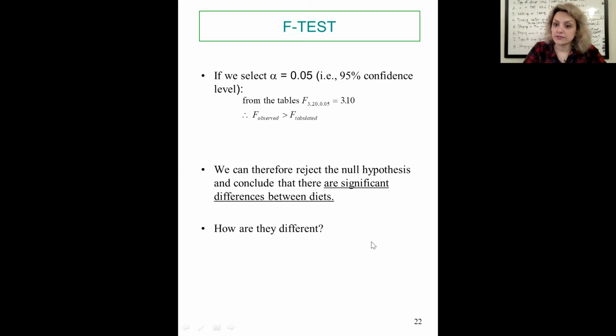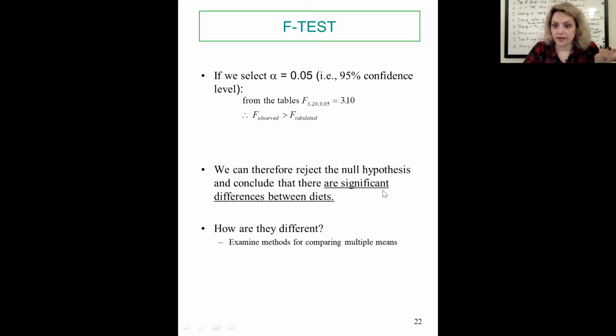But how are they different? So if we say that, okay, they're different, but to know how they are different, so far what we did with the F table, we compared 4 different treatments. So it was more than one treatment. So we compared 4 different ones together, right?